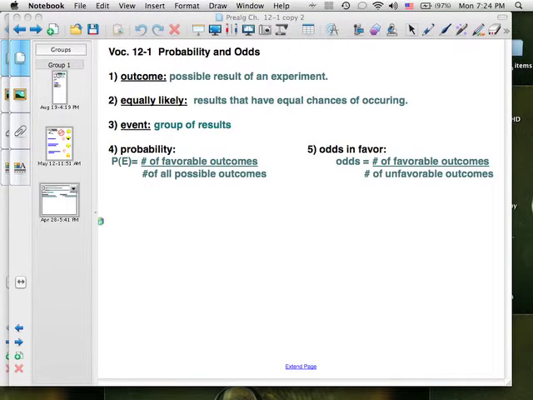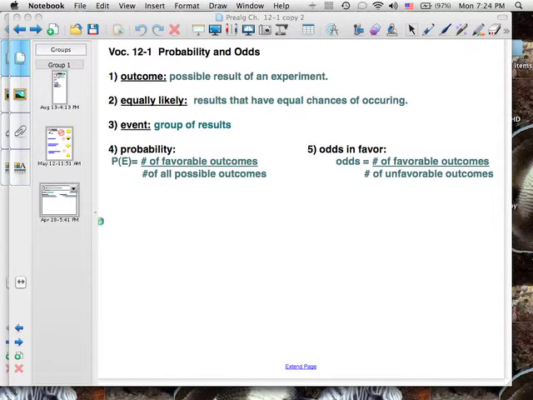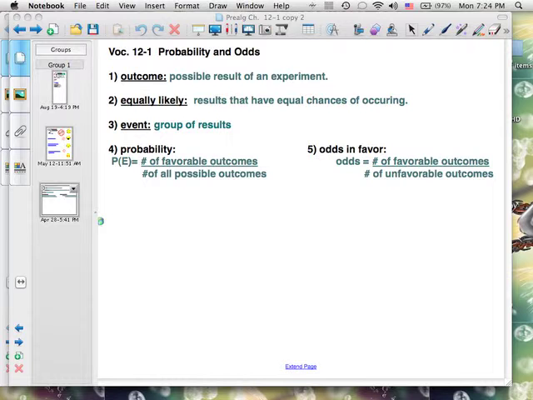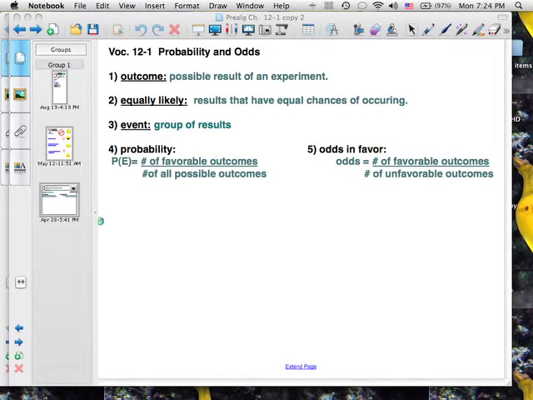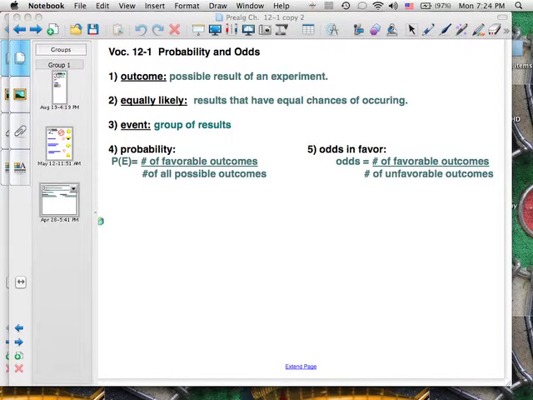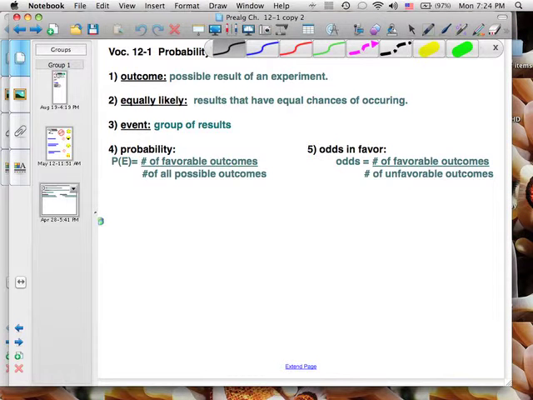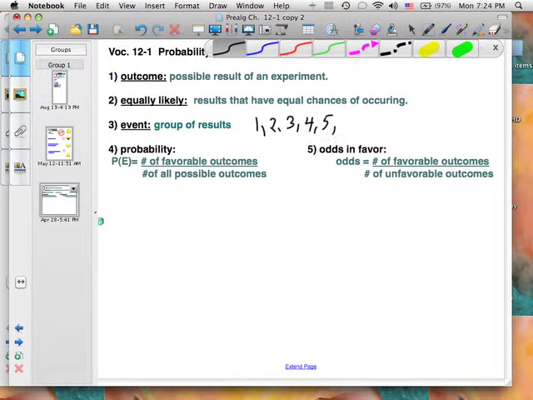An outcome in probability is the possible result of an experiment, like rolling a die. You could get a 1, a 2, a 3, a 4, a 5, or a 6. Equally likely means that each outcome has an equal chance of occurring. If you have a fair die, there's an equal chance of getting a 1, a 2, a 3, a 4, a 5, or a 6. And the event is the group of results, so that would be 1, 2, 3, 4, 5, and 6.